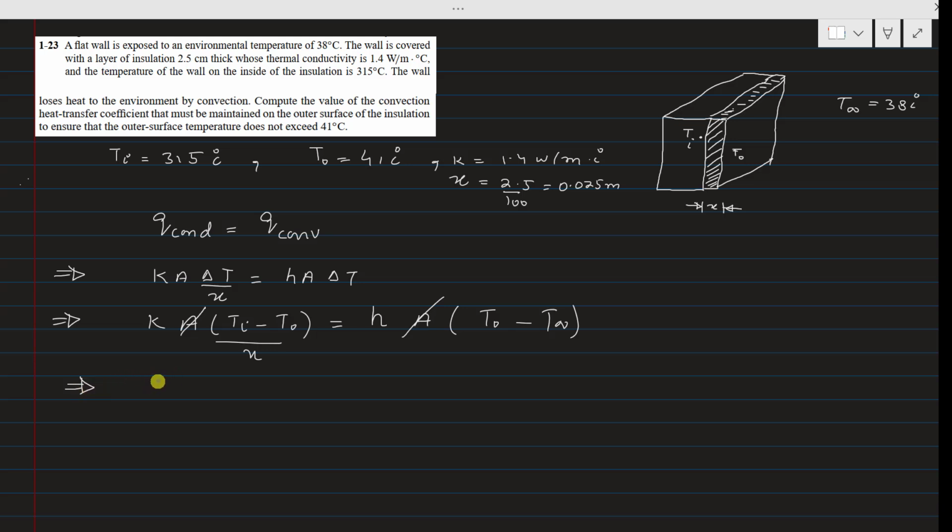Now put the values. It's very simple. The value of k is 1.4, multiplied by the temperature difference, that is 315 minus 41, divided by the thickness, that is 0.025, equals h, which we need to find, times 41 minus 38. So upon simplification, calculate this on the calculator.